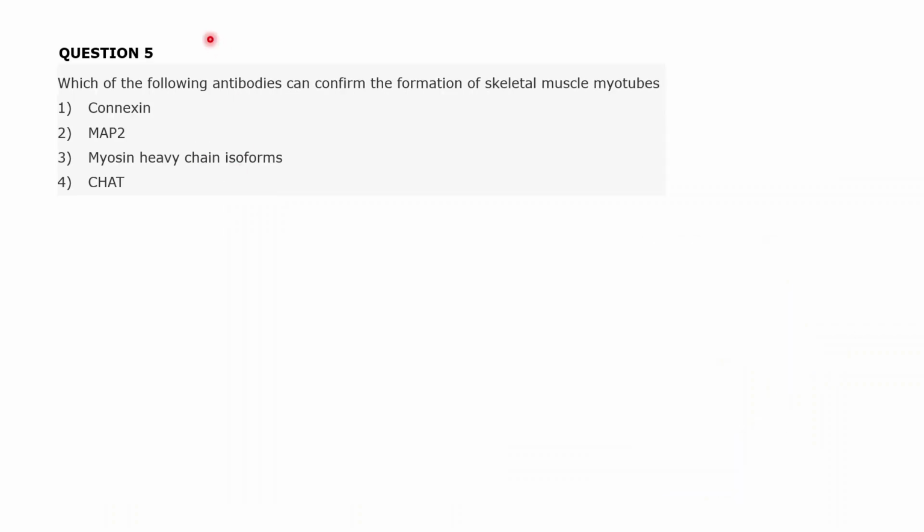Coming to question number 5, which of the following antibodies can confirm the formation of skeletal muscle myotubes? Option 1, connexin; MAP2; myosin heavy chain isoform; or ChAT. Which might be the answer? Option 3. So the answer to this question is option 3, myosin heavy chain isoforms, right?